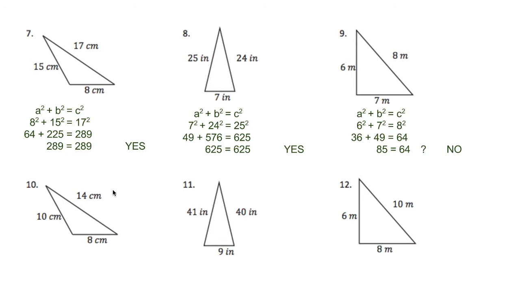Okay, try number 10. So we get a squared plus b squared equals c squared. 8 squared plus 10 squared equals 14 squared. 64 plus 100 equals 196. 164 equals 196. That is not a true statement, so this is not a right triangle.